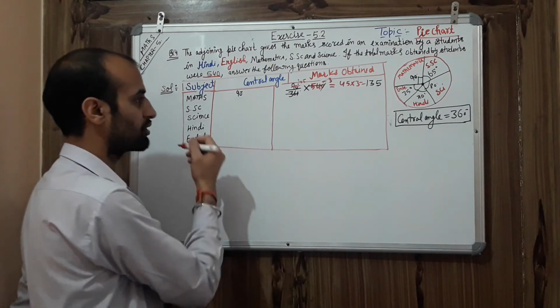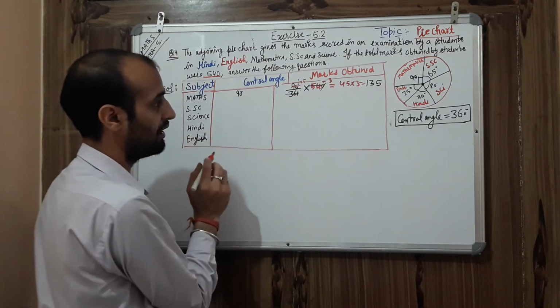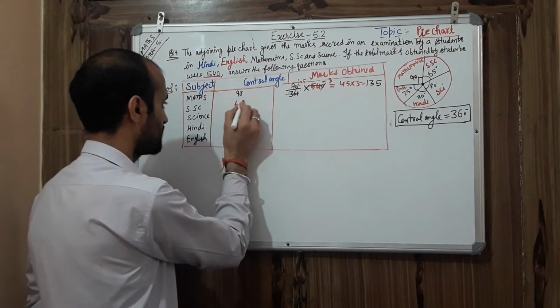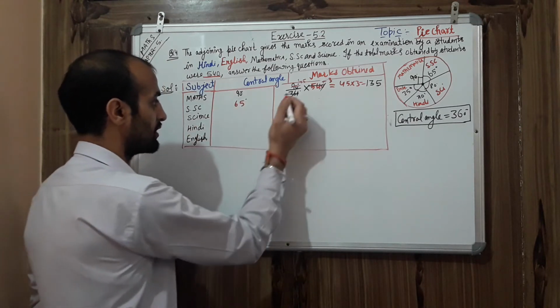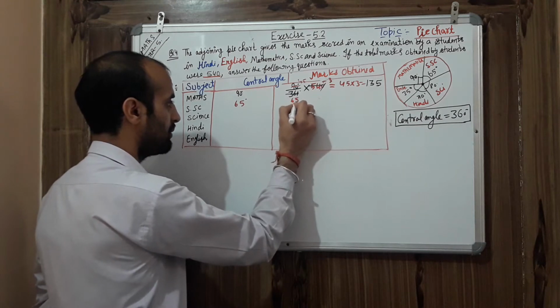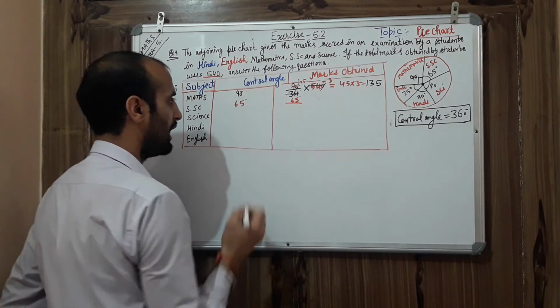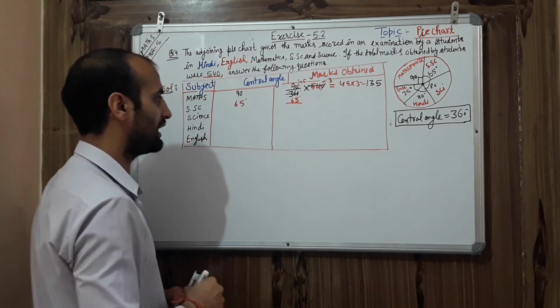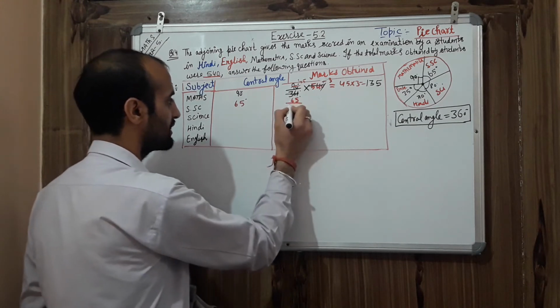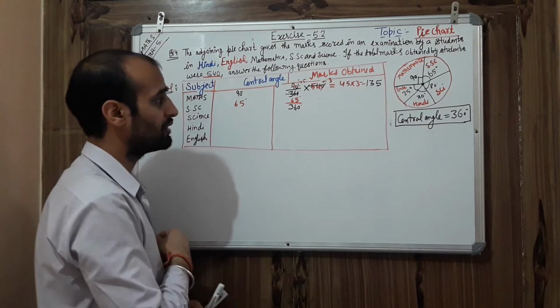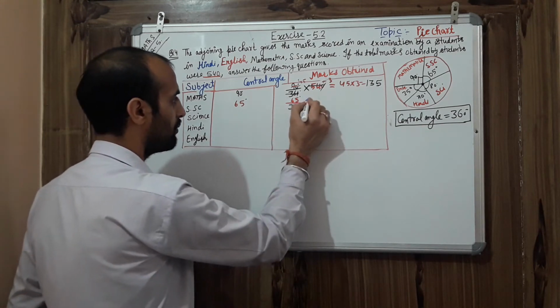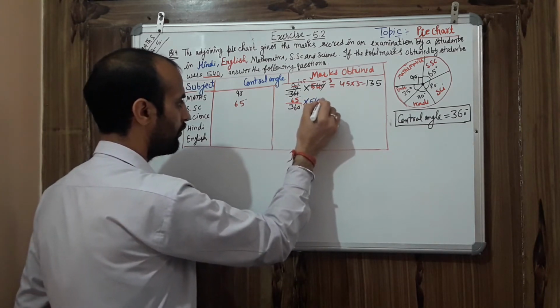The next subject is social science, and the central angle is 65 degrees. Once again, I need to write 65 on top. In the denominator I need to write the total angle, that is 360 degrees, and we need to multiply this with the total number of marks. The total number of marks is 540.